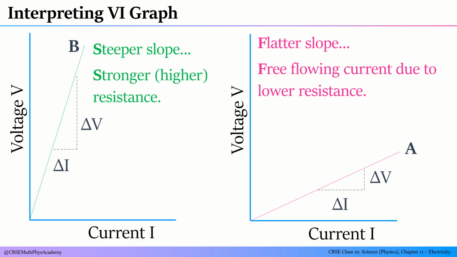So how we will interpret the VI graph is: steeper slope, stronger or higher resistance; flatter slope, free-flowing current due to lower resistance. You can remember it like this: F for flatter and free flow, and similarly S for steeper and stronger resistance.